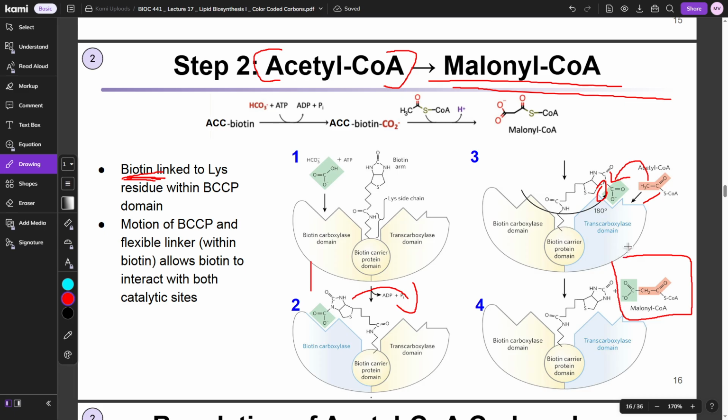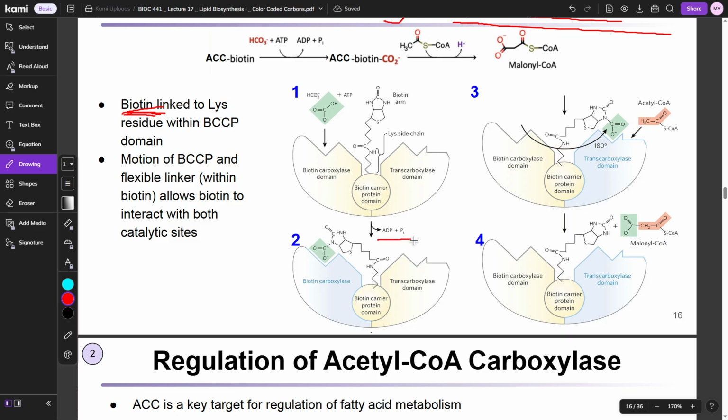So now this is an activated malonyl-CoA, and this should make sense why this is okay and favorable to do, because we've used ATP as a way of driving it. So we've hydrolyzed ATP to activate this malonyl-CoA, and that is why this reaction moves forward.